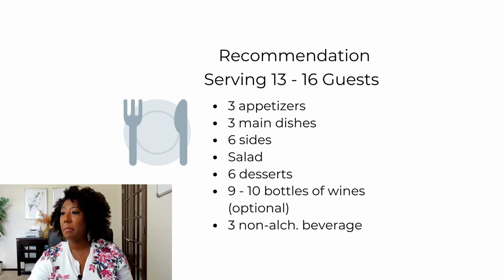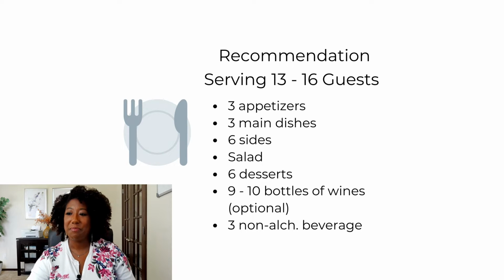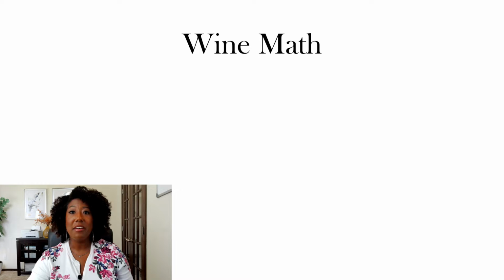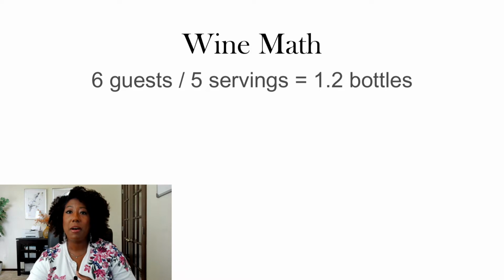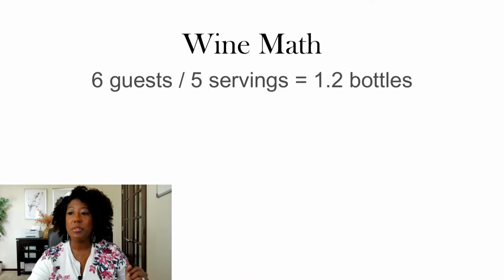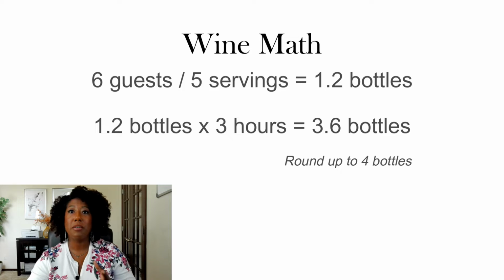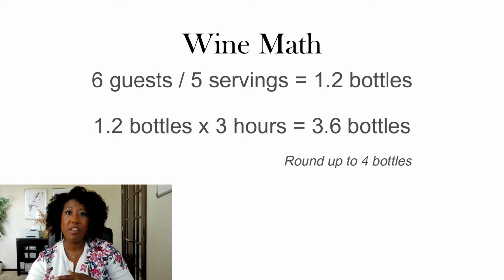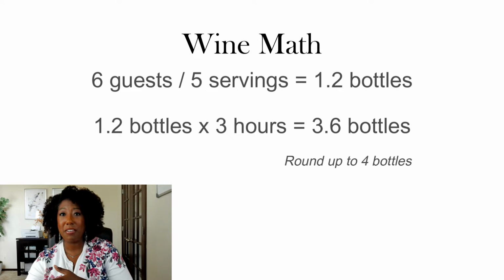Now, if you're wondering about the wine math, this is how you figure it out. Take the number of guests that you have, divide it by 5 servings. This is the average amount of servings in a bottle of wine. This is going to tell you how many bottles you need. Now, you are going to multiply the number of bottles you need by the party hours. So if you're planning to host people for 3 hours, multiply the number of bottles times 3, and that's going to get you your total. If you're hosting people for 4 hours, multiply by 4, and that's going to give you the number of bottles you need.